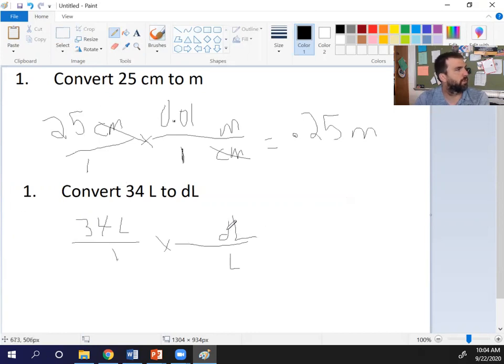Where does our 1 go? Does our 1 go in front of deciliters or liters? Nope. It goes in front of deciliters. It always goes in front of the prefix, okay? Deci is the prefix. And then what goes in front of the base unit, in this case liters, is the value of deci.